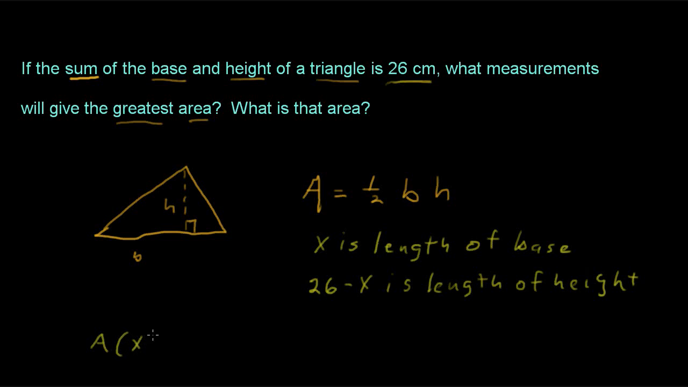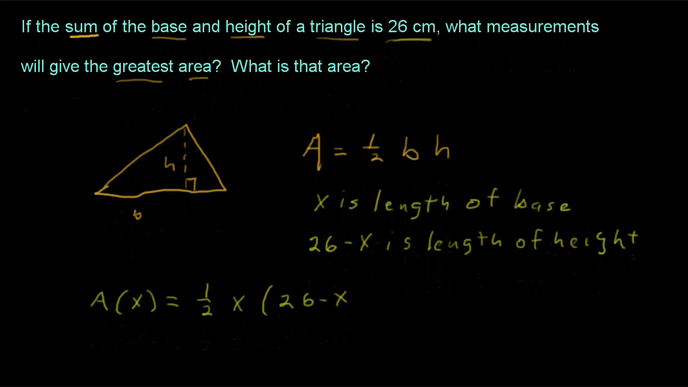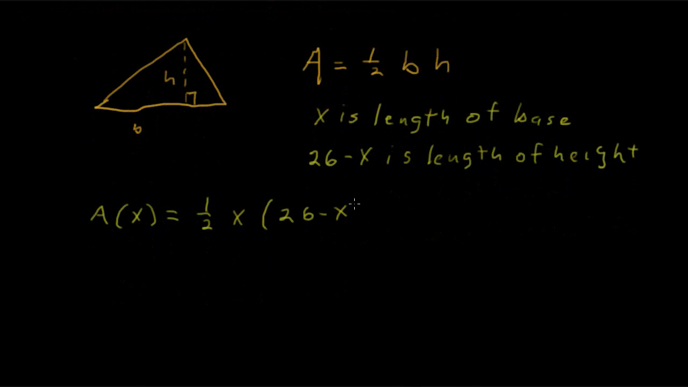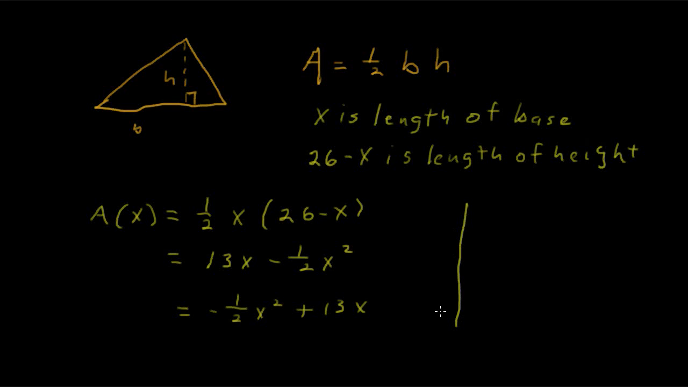And our function then, in terms of x, would be 1/2 base, and our base is x, and our height is 26 minus x. And we have a function that is in terms of just a single variable x. And we can simplify that. Let's distribute. 1/2 x times 26 is 13x, and then minus 1/2 x squared. And let's put that in standard form. That would be minus 1/2 x squared plus 13x.